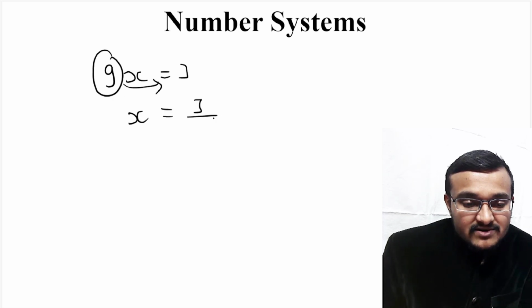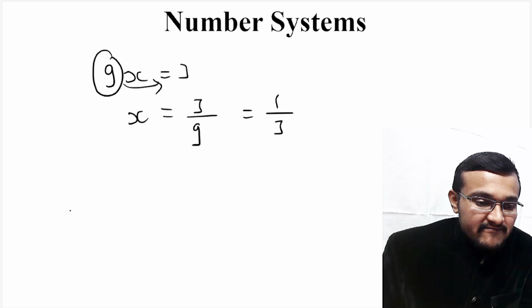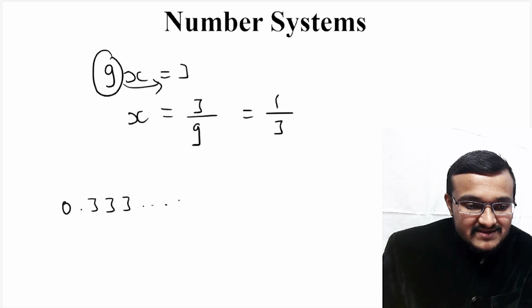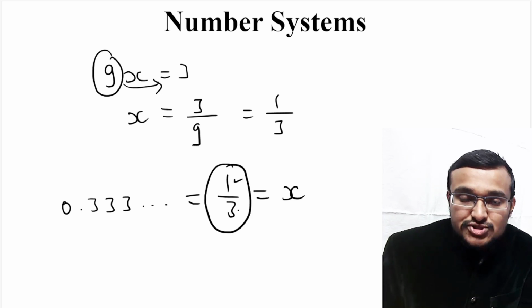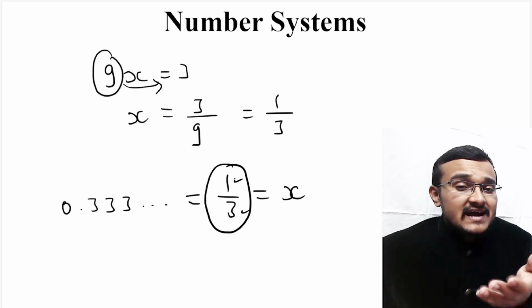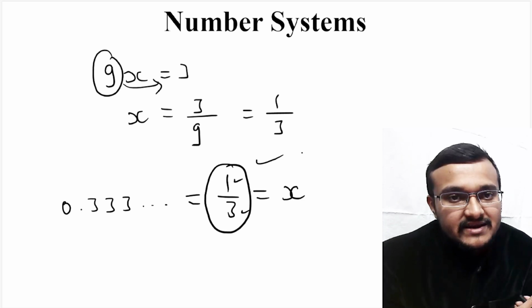So x is equal to 3 by 9. So 3 by 9 means it is 1 by 3. So now you have expressed 0.33333 as 1 by 3, which is x. So in this 1 by 3, you can see 1 is also an integer, 3 is also an integer, and the denominator is not equal to 0. So this is a rational number.